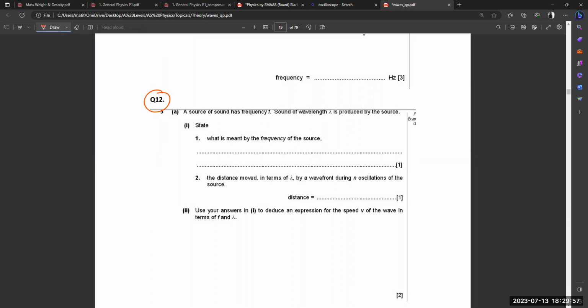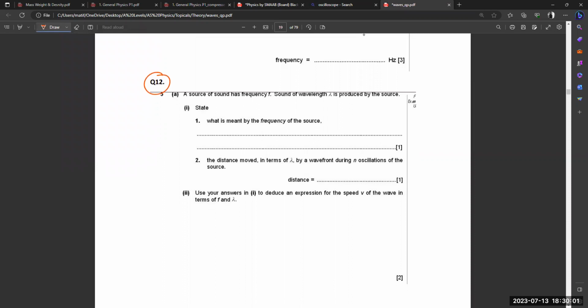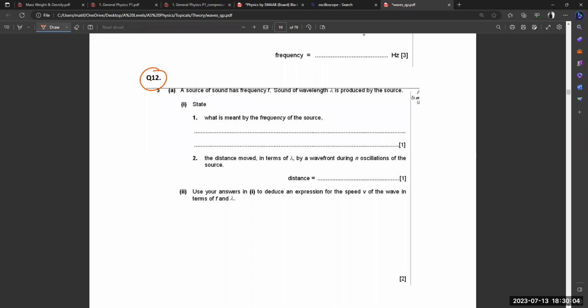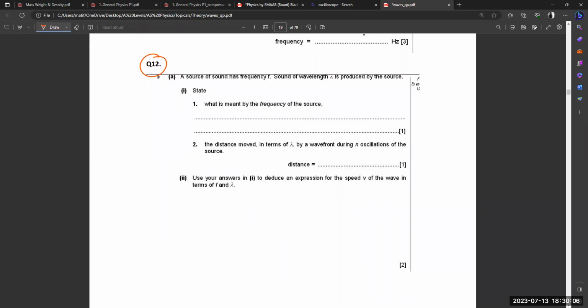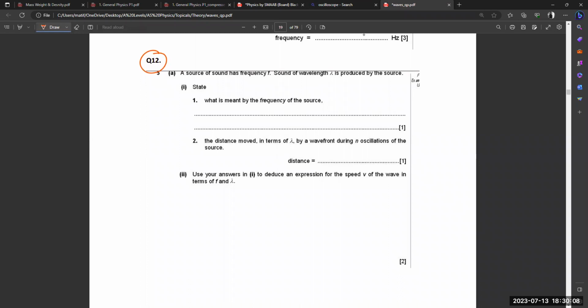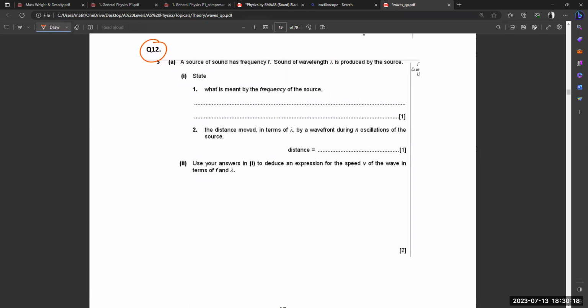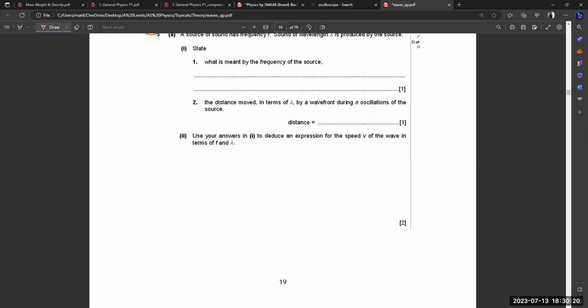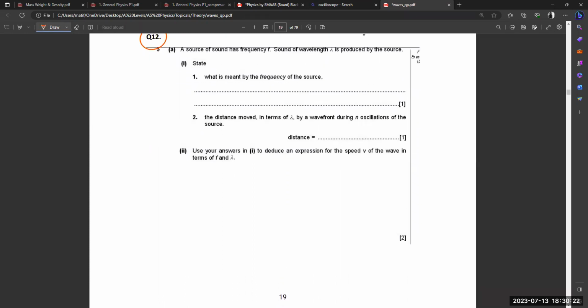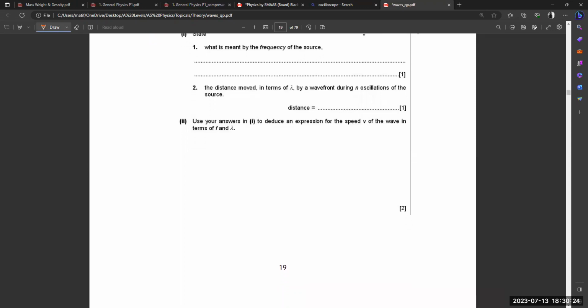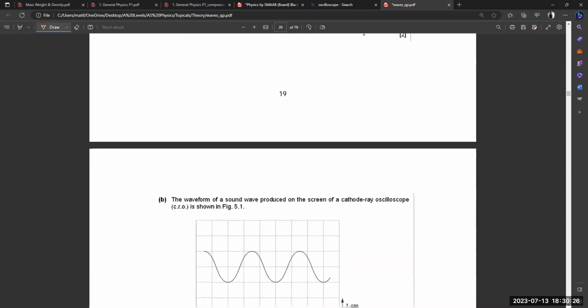Now you observe that first of all, they ask what is the frequency of the source, right? They're asking: a source of sound has frequency, sound of wavelength lambda is produced by the source. What is meant by the frequency of the source? That is not a big deal. It is the number of waves generated or passing through a point in a unit time. The other part is about oscillation and the source and the distance, which is a different part we will discuss also.